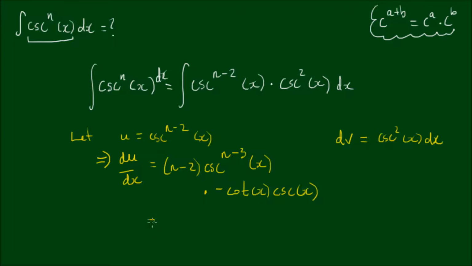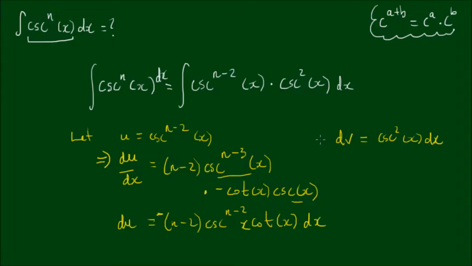So this simplifies to n minus 2 by cosec to the n minus 2 power, and that's from this term multiplied by this term by cotangent of x, and of course there is a negative out the front. And if I separate the differentials on the left hand side, I can rewrite this as du equals negative of n minus 2 by the cosecant to the n minus 2 power of x by cotangent of x dx.